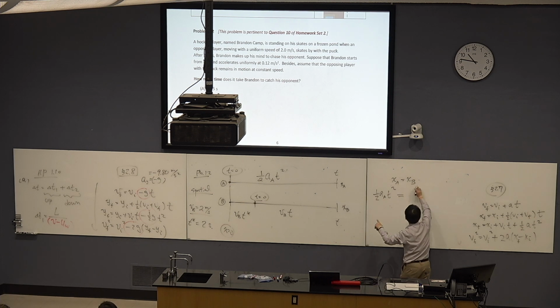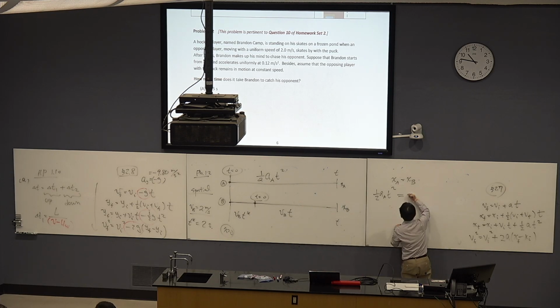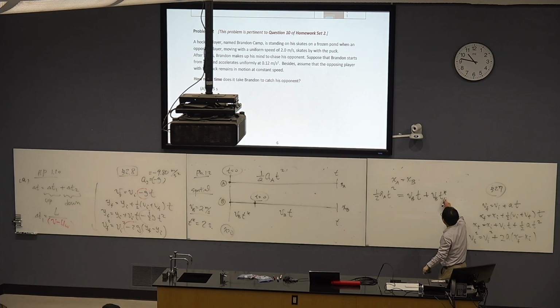What's the distance traveled by his opponent? That will be this plus this. So that will be VB times T, where T is a variable, plus the same VB times T star. T star is a constant, it's known. T is different from T star, do not get confused. This is a quadratic equation in time. So you have 1/2 AA T squared minus VB times T minus VB times T star equals 0. Pay attention, this is a constant.